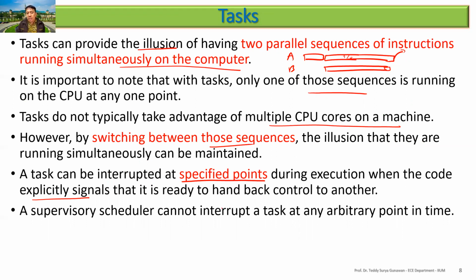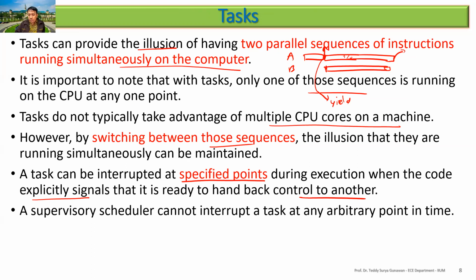Then it's ready to hand back control to another. You can also put yield here, for example, which instructs using yield. It means that I'm ready to give up my CPU and it can run another task. Then when you signal here, you can switch to B directly.